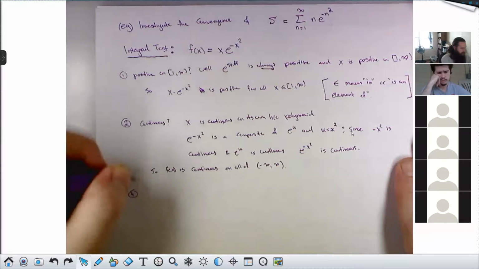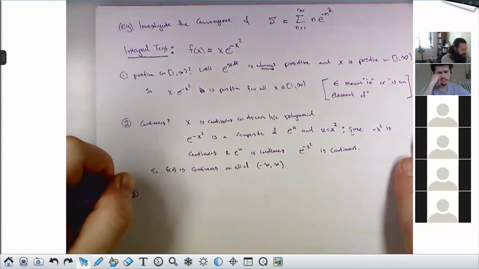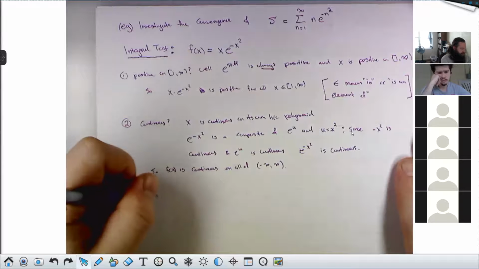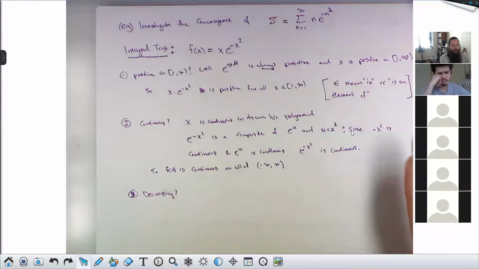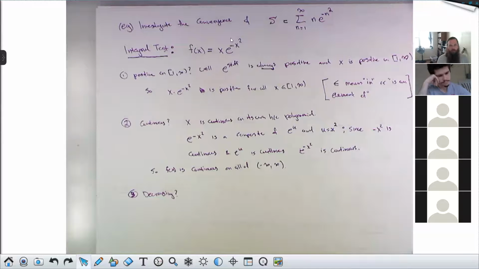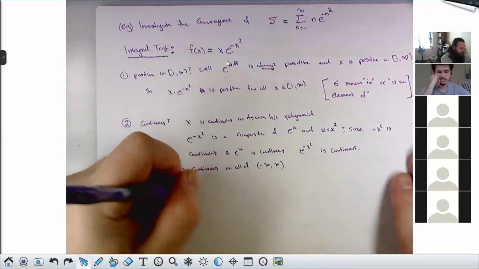And then here's the next step. Step 3: decreasing. This one, I can't say this is the reciprocal of an increasing function because it's not. This x out here messes that up. So we have to use the derivative argument.